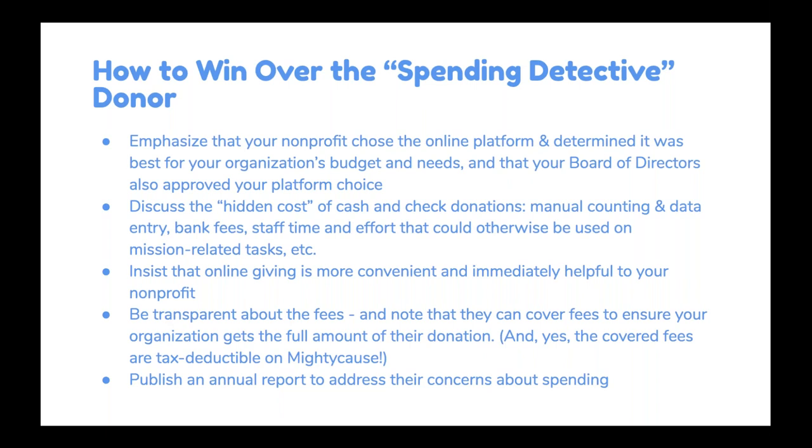And on the same note, publishing an annual report that breaks down your organization's spending and discusses your impact can be a really great tool in dealing with the spending detective, because hopefully it'll all be there. You're being transparent about how you're using funds, and you can easily pull up the information and the metrics that you need to show that you're spending money responsibly, you're being effective, and you're not wasting money, because that's ultimately their biggest concern.